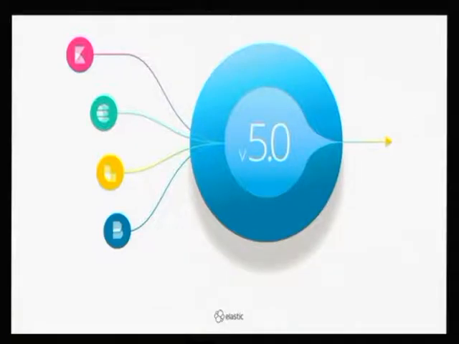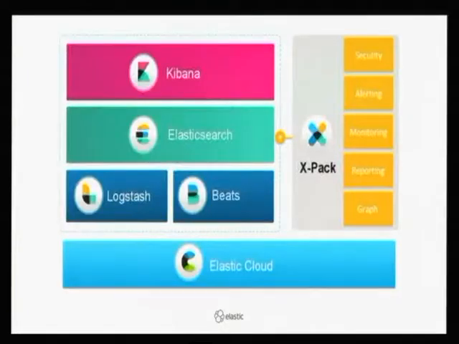So now everything is 5. We're right now at 5.1, and we'll very soon release 5.2. So all the products get released on the same day with exactly the same version number. And even if there is no change in the patch level release, every product will get the same patch level release on the same day to avoid any version confusion.